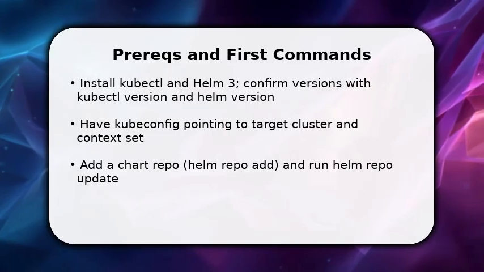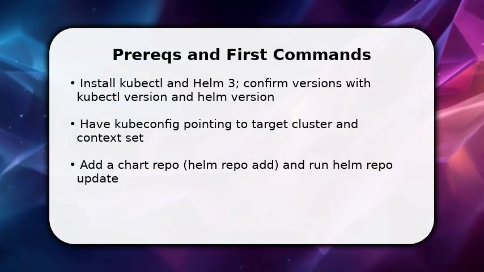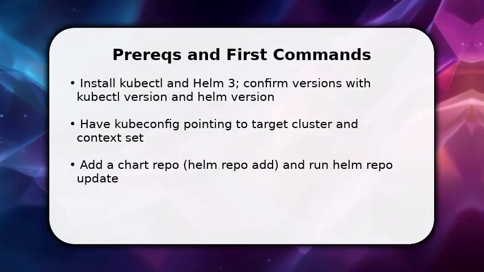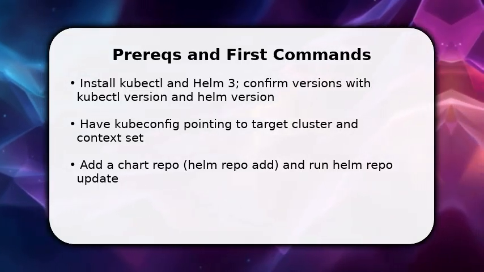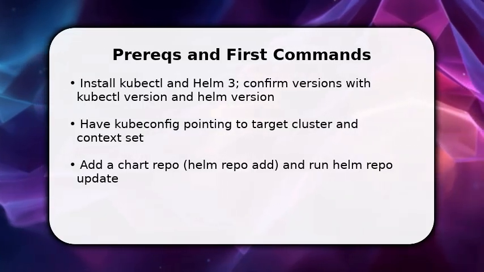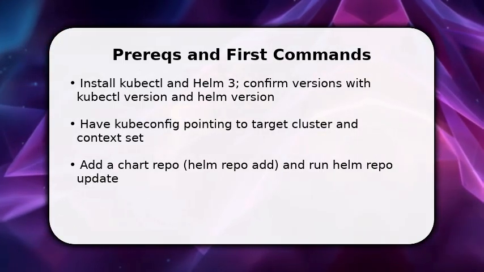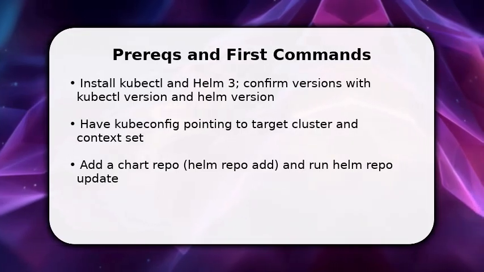You start by confirming prerequisites and then run concrete commands. Install kubectl and Helm 3 and make sure your kubeconfig points to the right cluster context. Once done, add a chart repository with helm repo add and refresh with helm repo update. You begin with a simple chart search using helm search repo to find the package you want.